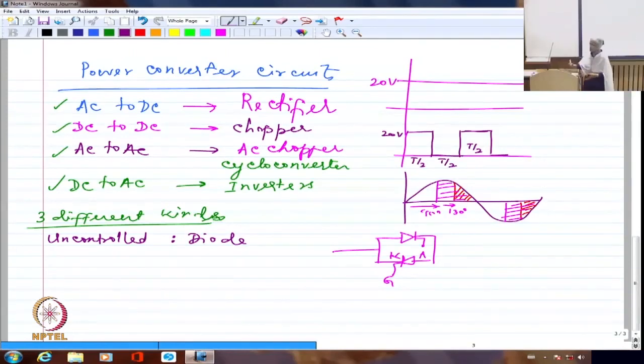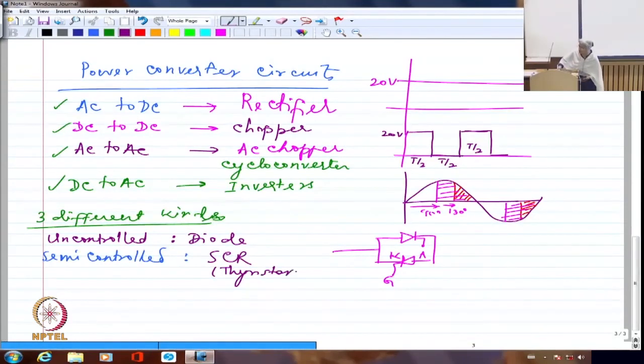There are devices which can be controlled during turn on, which cannot be controlled during turn off. Once you turn it on, it's as good as opening a tap. That's it, you can't close it. It will keep on conducting. So those devices are known as semi-controlled, or it is only on controlled, off not controlled. You cannot control the turn off. Typical device which we will be looking at will be SCR, or silicon controlled rectifier, which is also commonly known as thyristor.